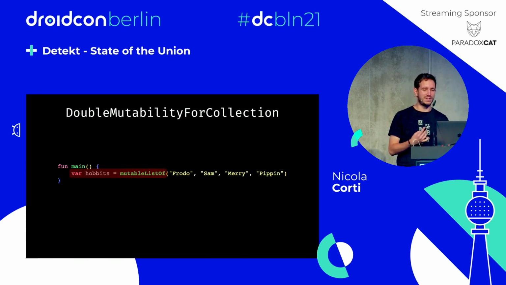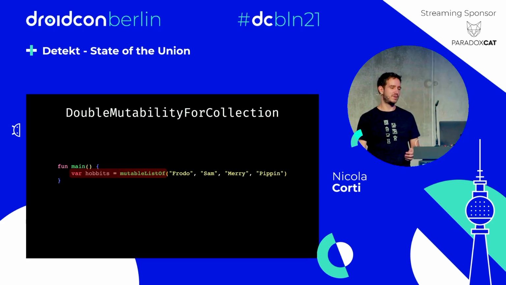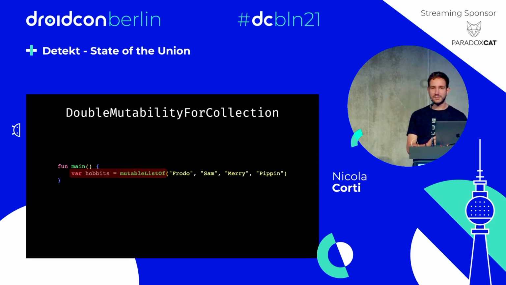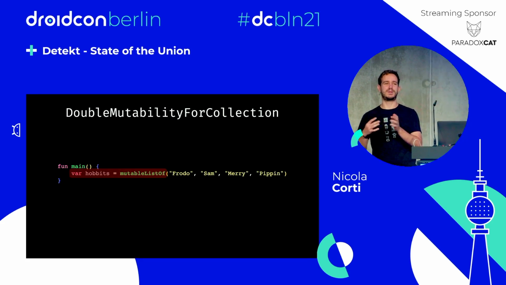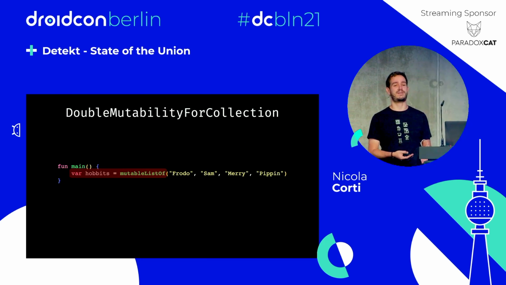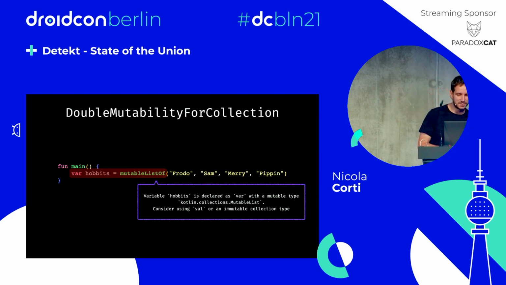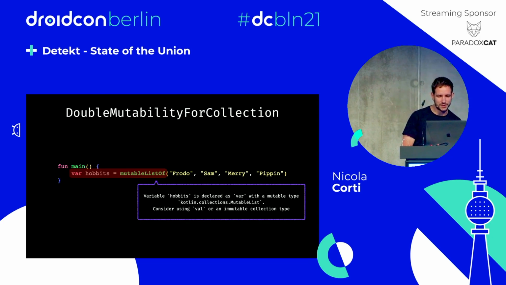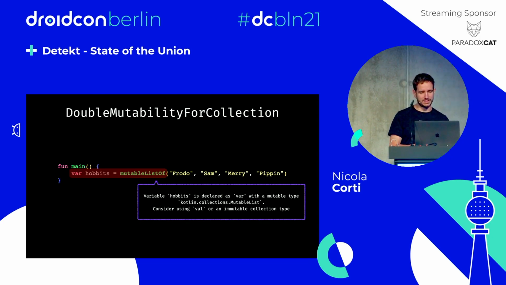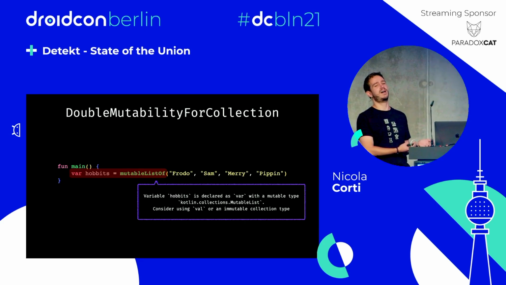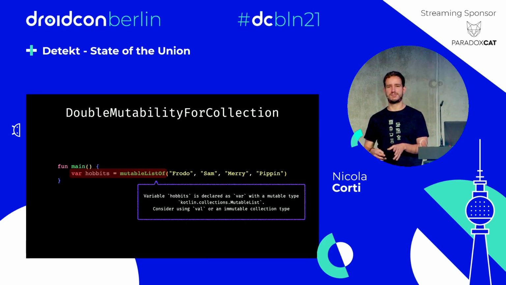So here, there is a problem. What's the problem here? The problem is that we have a var, and we also have a mutable list. So you are basically introducing a double mutability there. And Detekt will tell you variable obits is declared as var with a mutable type, mutable list. Consider using val or an immutable collection type. You can still mutate that if you have a val or if you have a var with a list of.